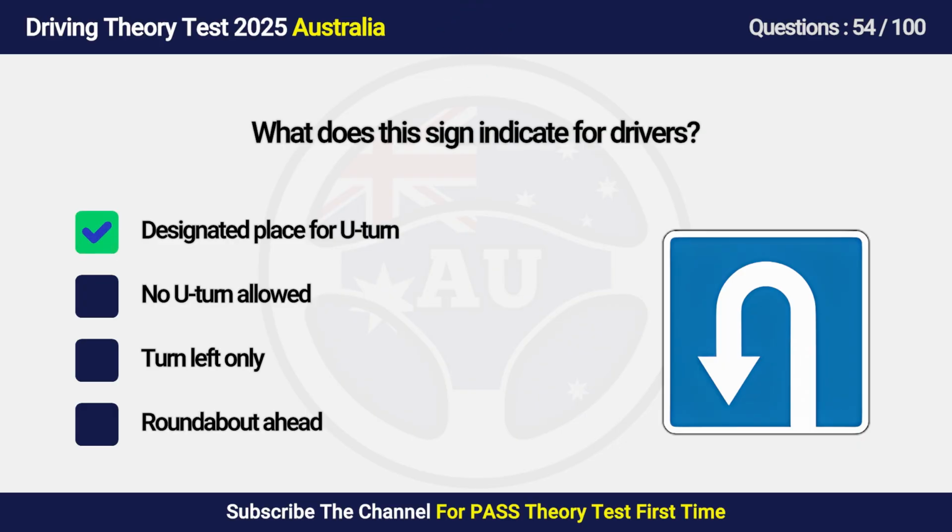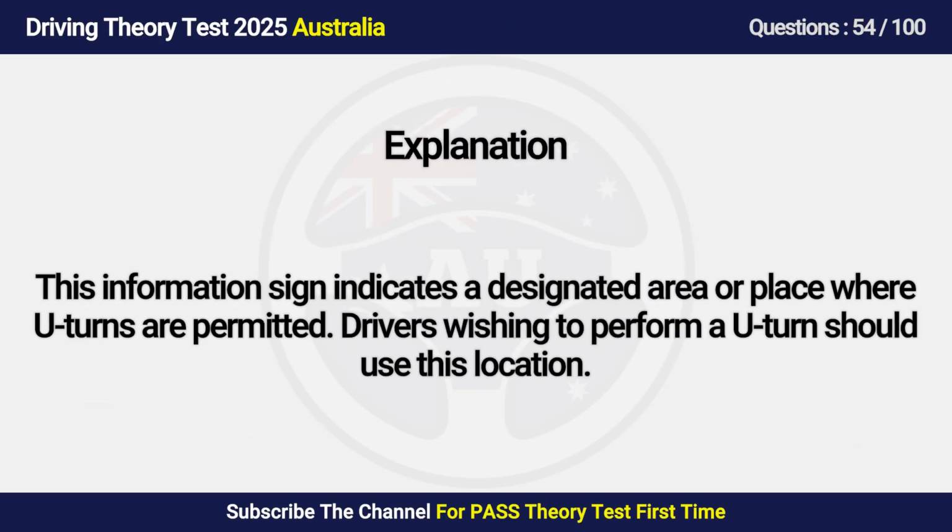Answer is A, place for U-turn. This information sign indicates an area or place where U-turns are permitted. Drivers wishing to perform a U-turn should use this location.